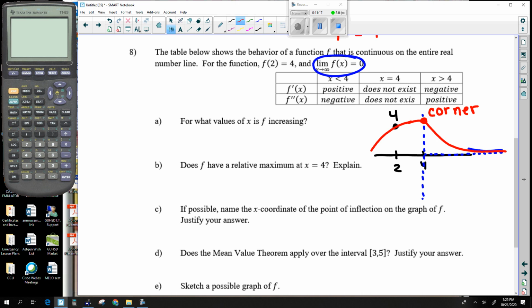All right, so on what values of x is f increasing? So that would be from negative infinity to 4. Okay, that's where it's positive. Does f have a relative maximum at x is equal to 4? Explain.